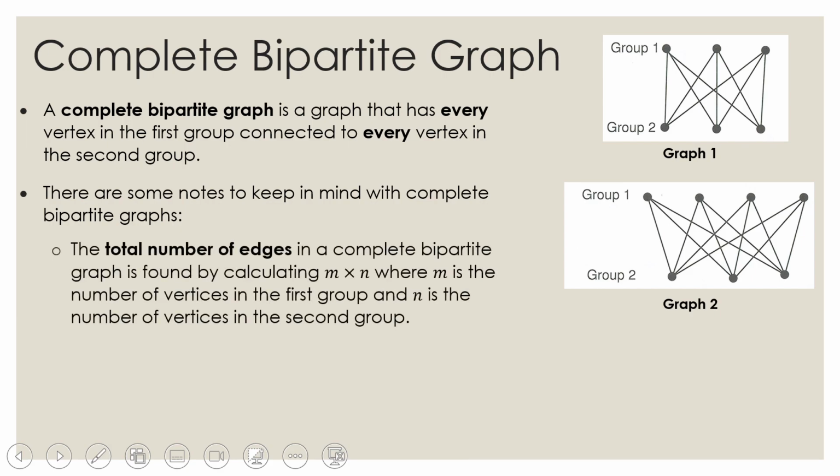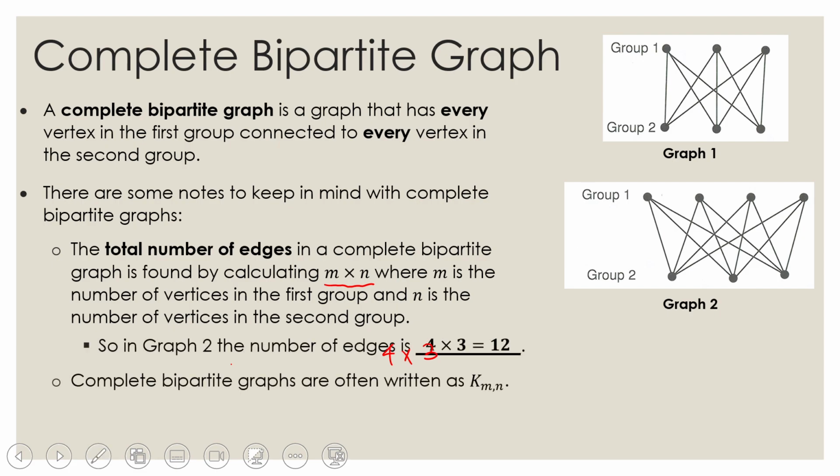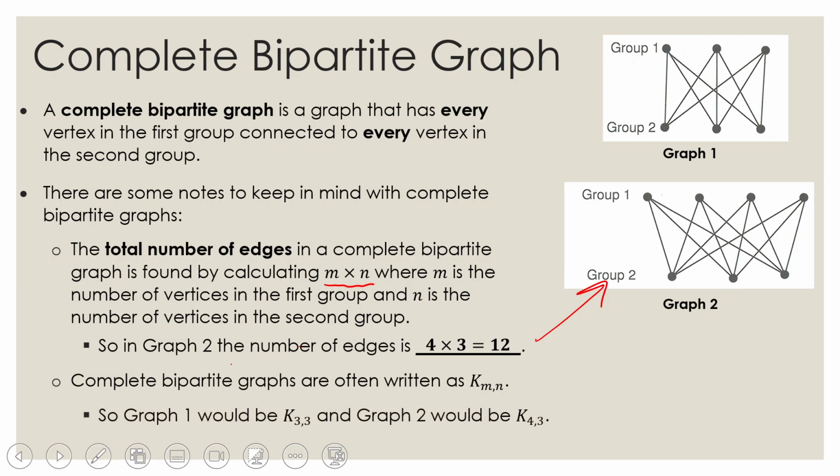The way that we can calculate that is we can do m times n. M is the number of vertices, so for this example here, we have 1, 2, 3, 4 multiplied by 3. So for this example, the answer is going to be 12. So for this diagram here we have 12 edges connecting them all.